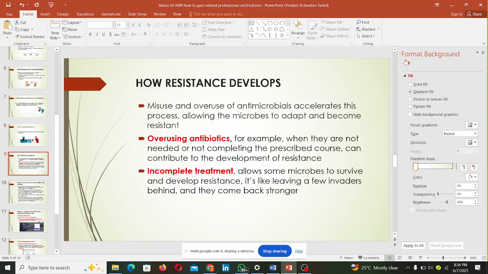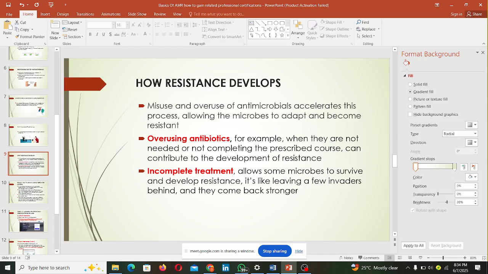Okay, so then how does resistance develop? You see, the main and most significant factor that causes antimicrobial resistance is misuse and overuse of antimicrobials. That's just it. In just one line, anywhere you are asked, it's the misuse or the overuse of antimicrobials that causes antimicrobial resistance. Misuse or overuse of antimicrobials accelerates this process and allows microbes to adapt and become resistant to antibiotics.